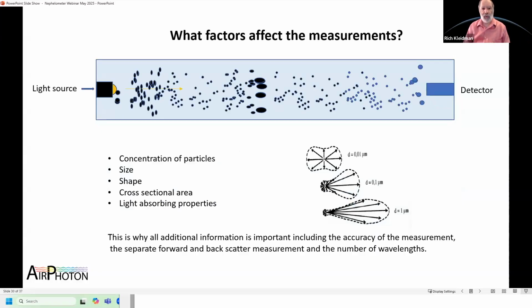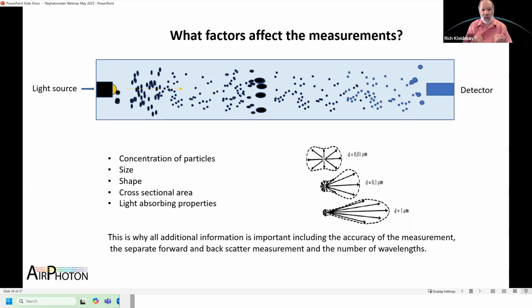Okay, so what are some of the factors that are going to affect our numbers, our measurement, what we're seeing? Well, particles are not all uniform. I mentioned before you have different sizes, but you have different shapes. You have, of course, your concentration, so your distance, your path is going to be important. The cross-sectional area of the particles is going to be important, and the light absorbing properties of the particles is going to be important.